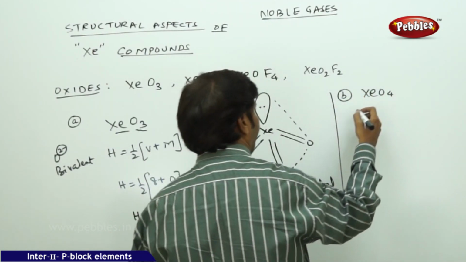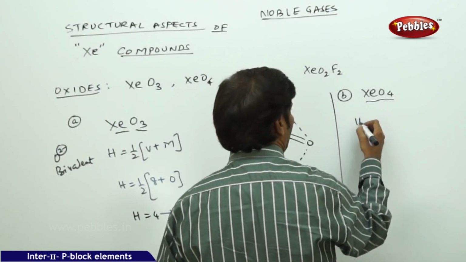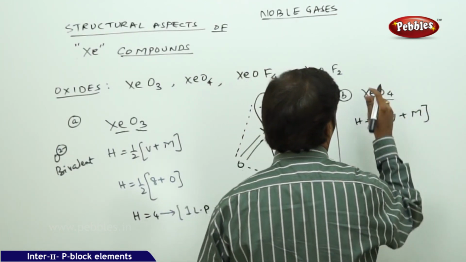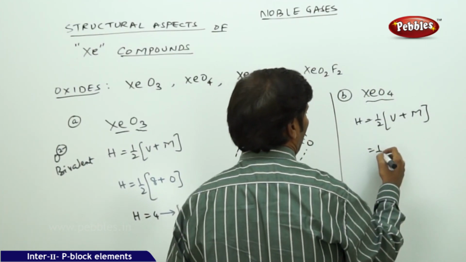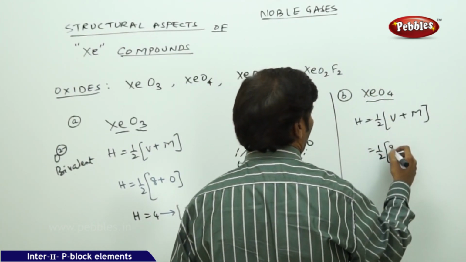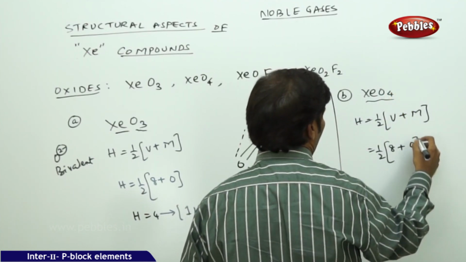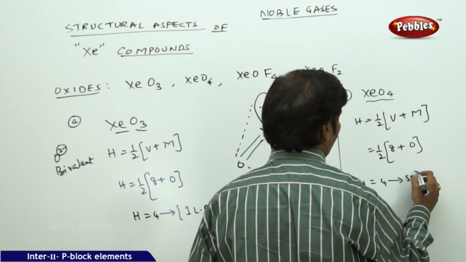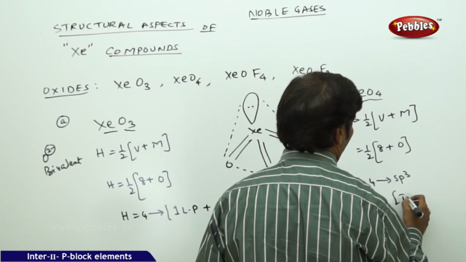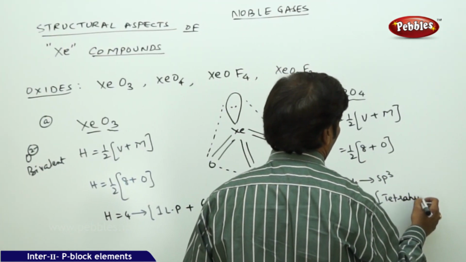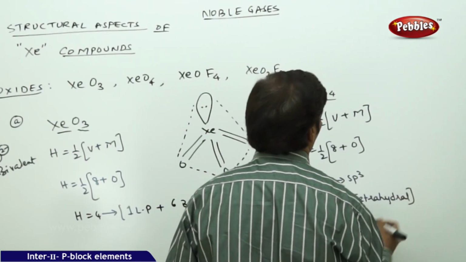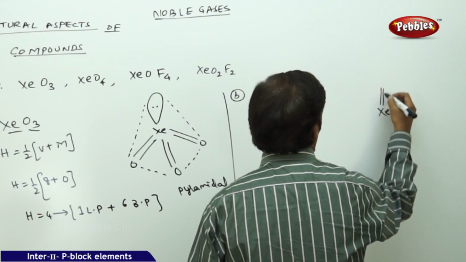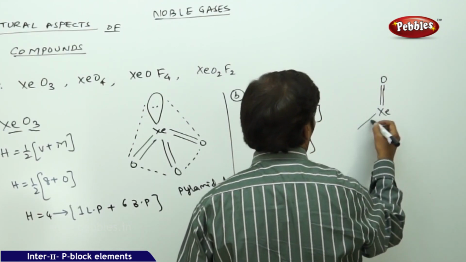And similarly next, for XeO4, if you take H is equal to half of V plus M, the number of valence electrons in xenon is 8 and the number of monovalent atoms is 0. H is equal to 4. 4 means it is sp3 hybridization, and it is tetrahedral in shape. So therefore you can go to the structure of xenon.